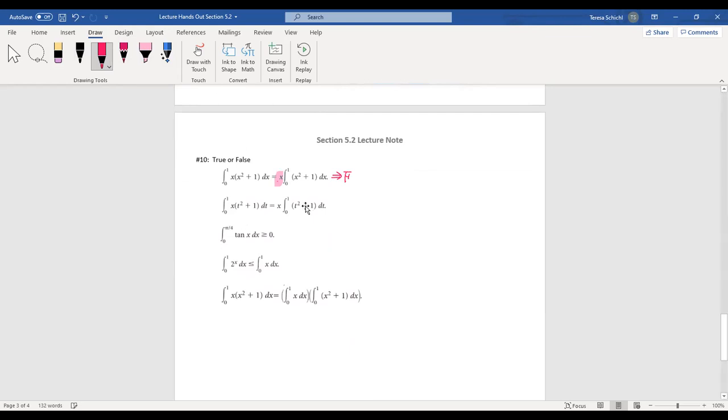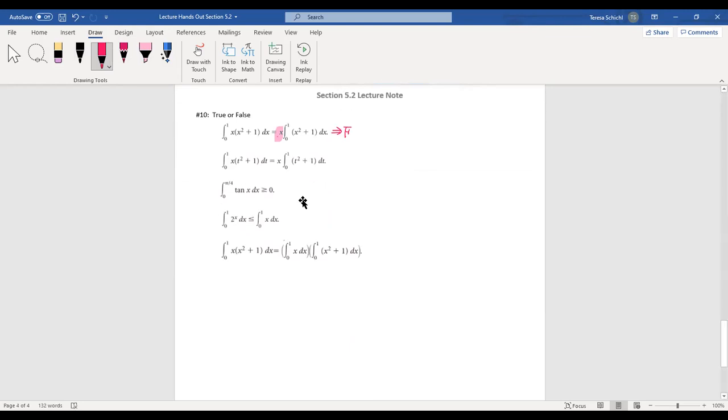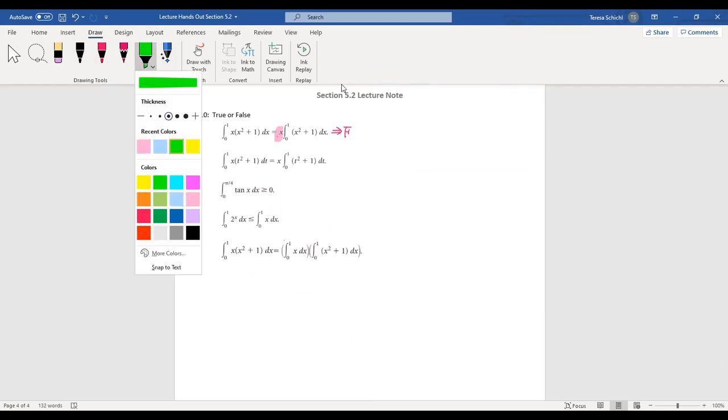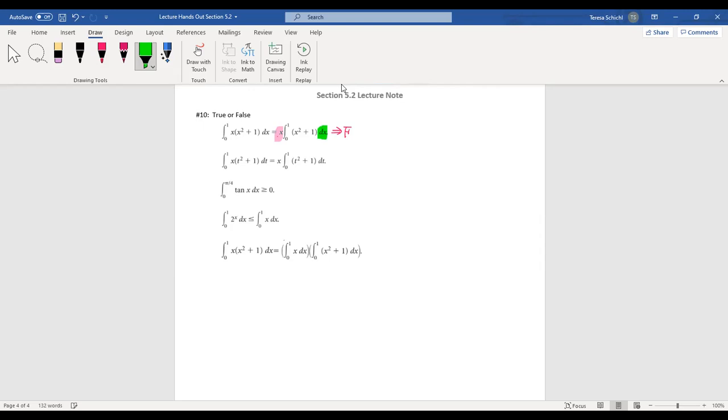Why? Based on my area principles, the only thing I can take out is the constant, right? So take a look here. Because here they said dx, right? We talk about this dx, it is very important. That means I need to take the integration for all the x.